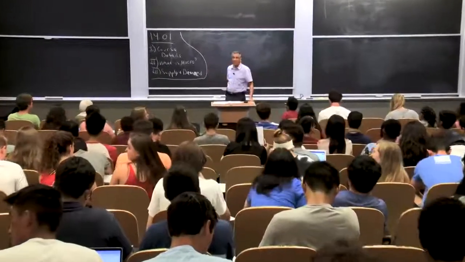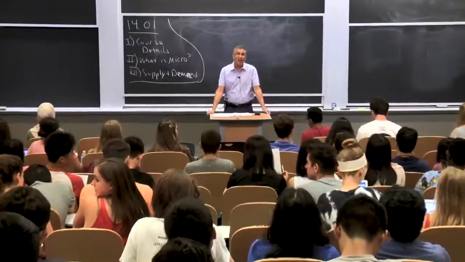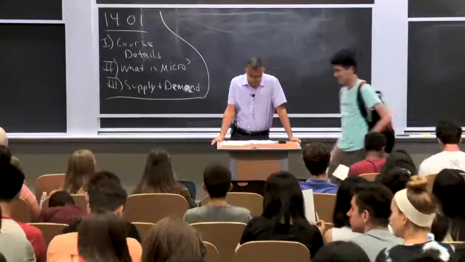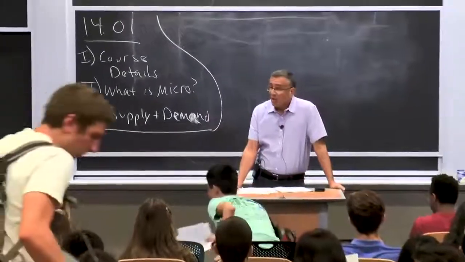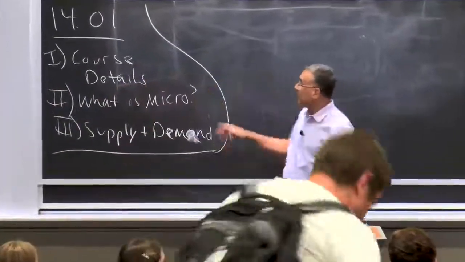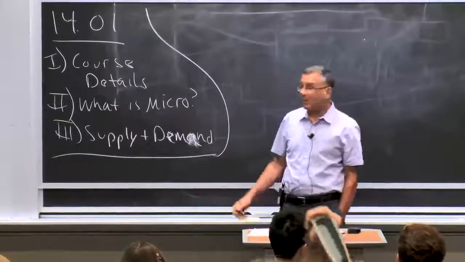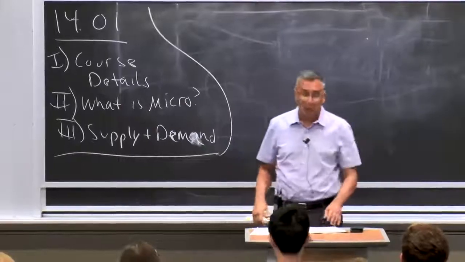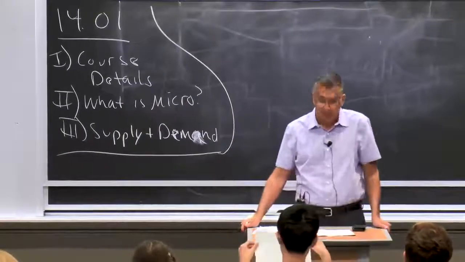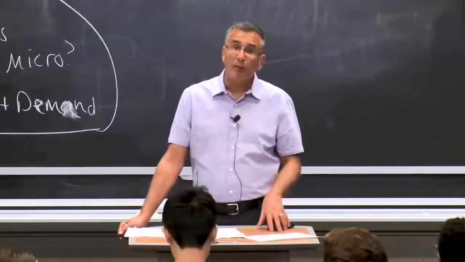This is 1401. I'm John Gruber, and this is microeconomics. Today I want to cover three things. I want to talk about the course details. I want to talk about what is microeconomics, and then I'll start the substance of the course by talking about supply and demand.